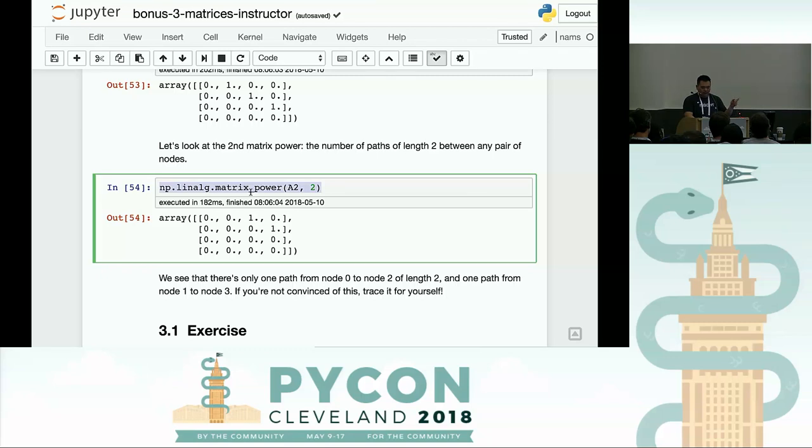So if we do the linalg matrix power, you'll notice that for the number of paths of length 2 between any pair of nodes, there's only two paths of length 2 in this four-node chain. There's 0 to 2 and 1 to 3. So if you do the third matrix power, there's only one. You should only expect 0, 1, 2, 3. There's no other way back.